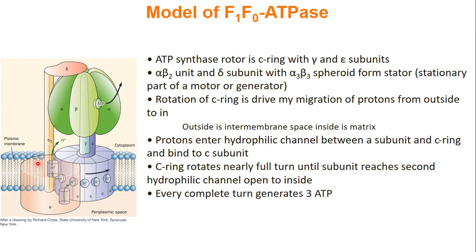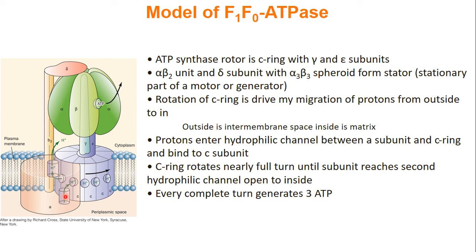So here we go. Here's the whole model again. Let's focus on F0 now. F0 has this ring of C subunits. This is what's going to be moving, while our A3, B3, F1 unit isn't going to be moved. This is stationary. C's are moving.